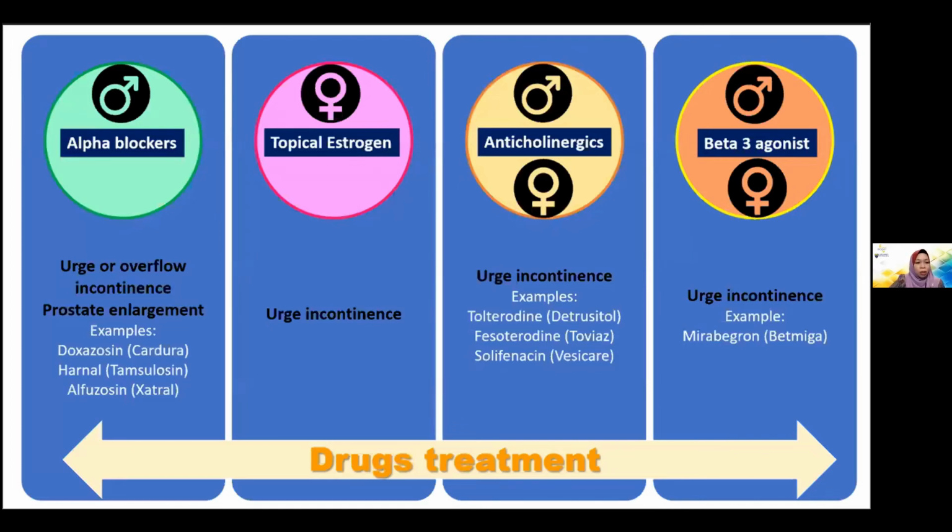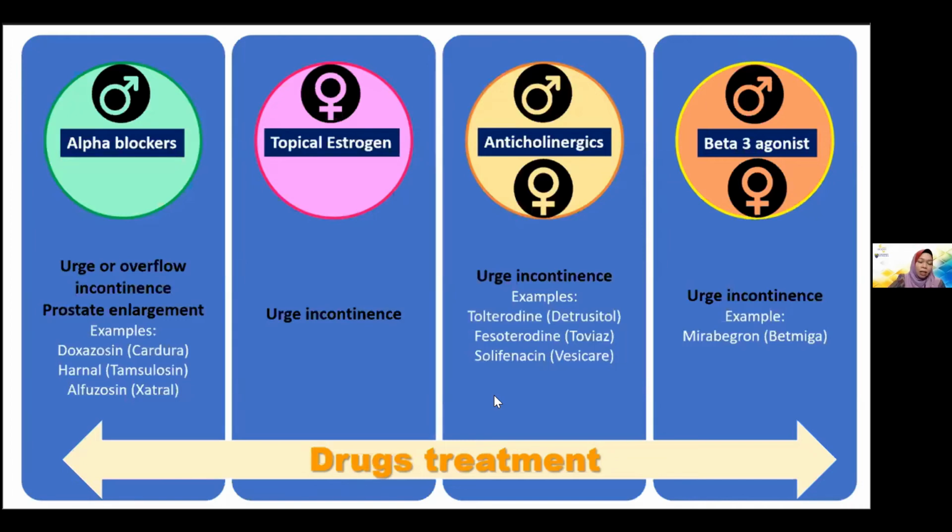Alpha blocker is suitable for prostate enlargement patients, especially those suffering from urge and overflow incontinence. Common examples are doxazosin, Hanal, alfuzosin. Topical estrogen helps to rejuvenate the muscles down below in elderly, menopausal ladies, because this can help in urge incontinence to a certain extent. The same goes for anticholinergics: tolterodine, fesoterodine, solifenacin.